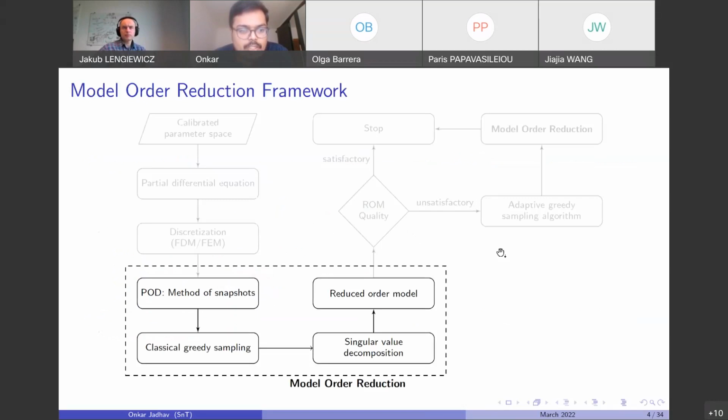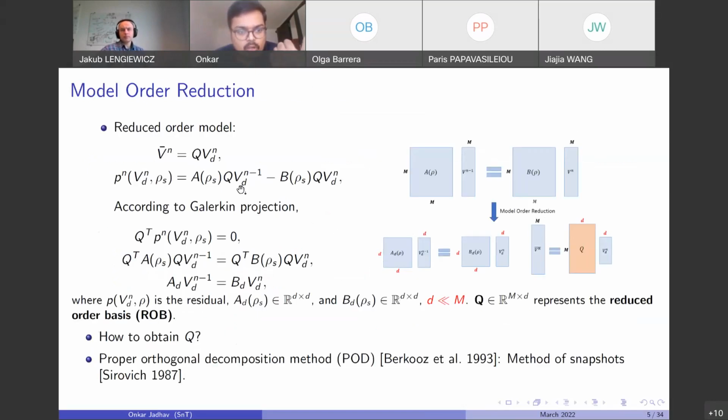So we can develop a reduced order model, something like this. We can project that full order model onto some projection subspace, here denoted with Q, called the reduced order basis, which gives us this reduced order model of dimension D. And since, as I said earlier, D is very, very much less than M, this reduced order model is much cheaper to solve, which provides us our necessary computational speedup.